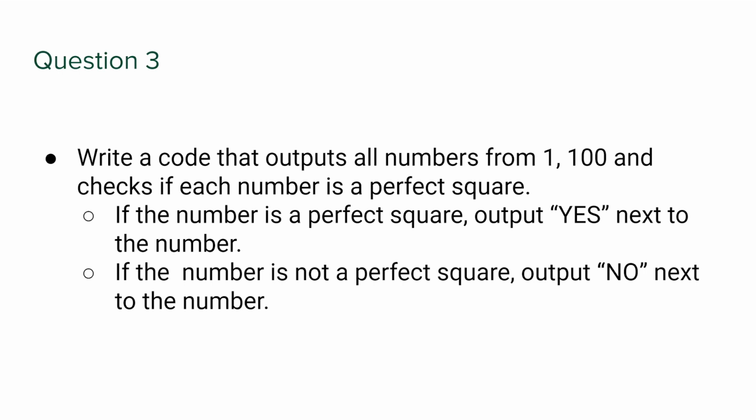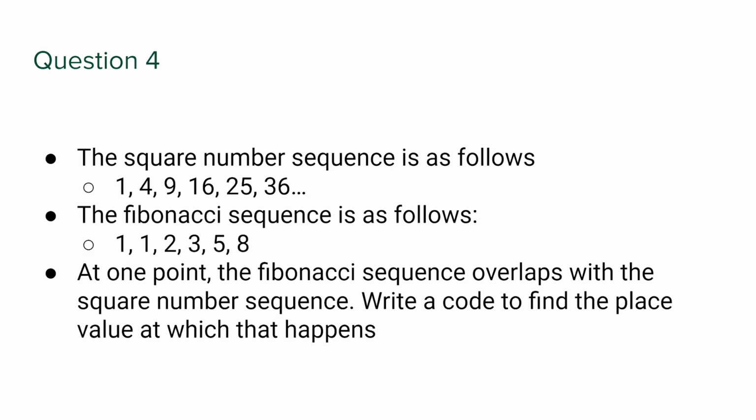And question 3: write code that outputs all numbers from 1 to 100 and checks if each number is a perfect square. Perfect squares are like 1, 4, 9, 16, 25, so on and so forth. They're all square numbers. And like in the previous cases, with questions 2 and 3, we talked about square number sequences, like I said, 1, 4, 9, 16, 25, and the Fibonacci sequence, 1, 1, 2, 3, 5, 8, and so on and so forth.